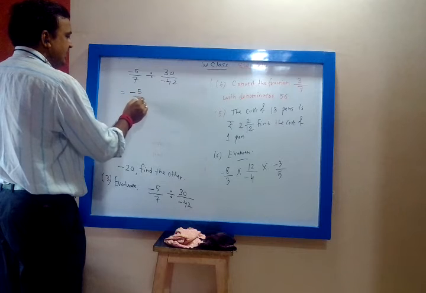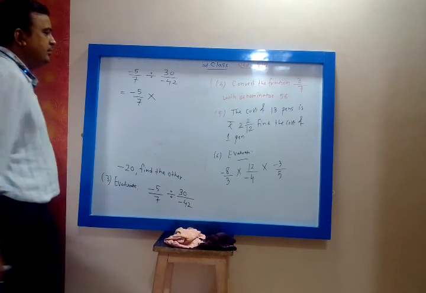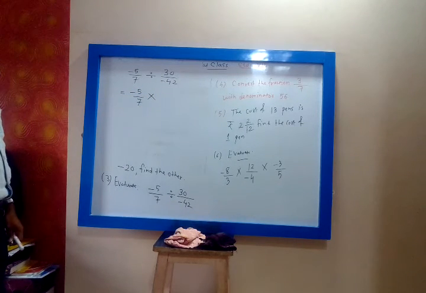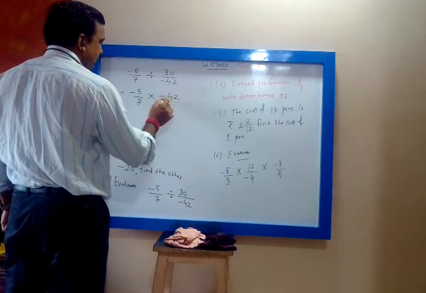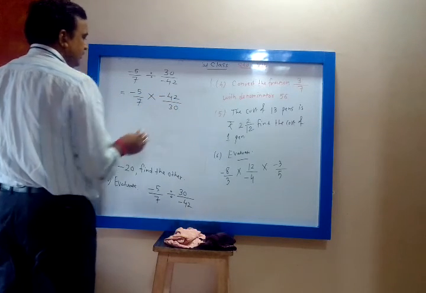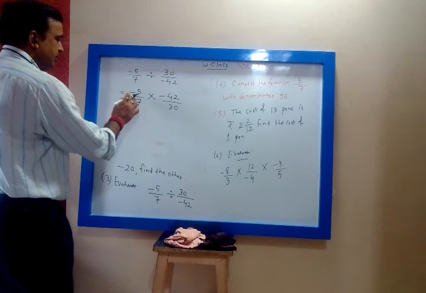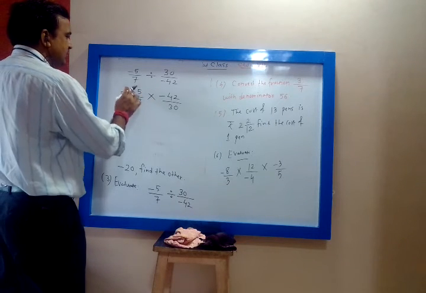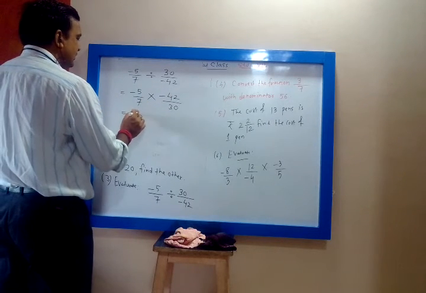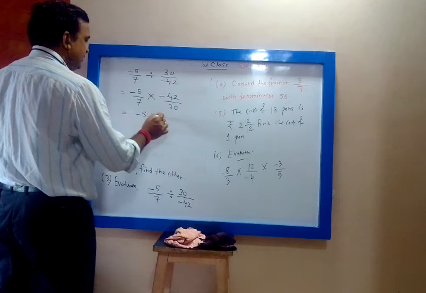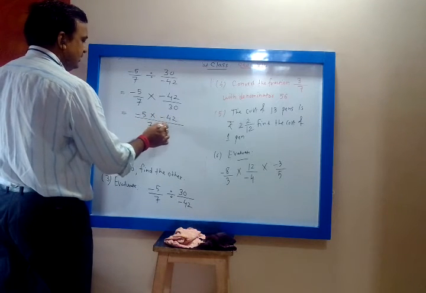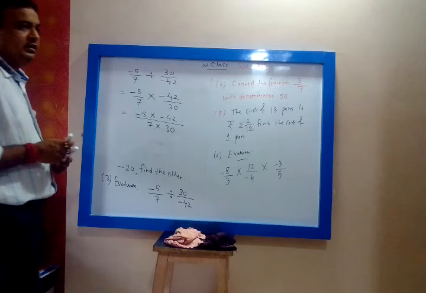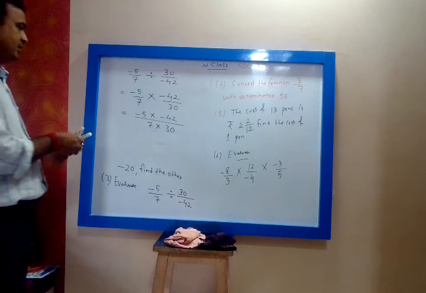Then division I will write as multiplication. Then what will it be? Minus 42 upon 30. Okay, so this is multiplication of two rational numbers. So multiply numerator to numerator: minus 5 into minus 42 upon 7 into 30. Let us cancel the terms of numerator with denominator.